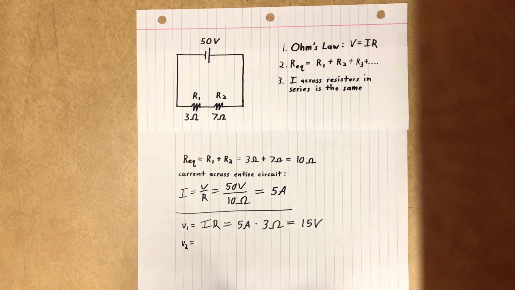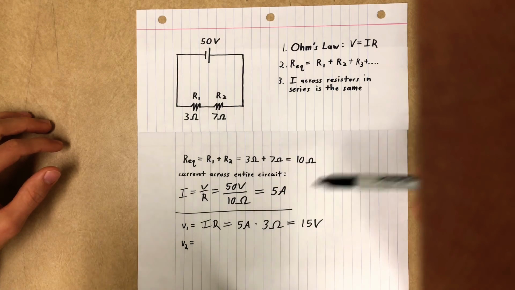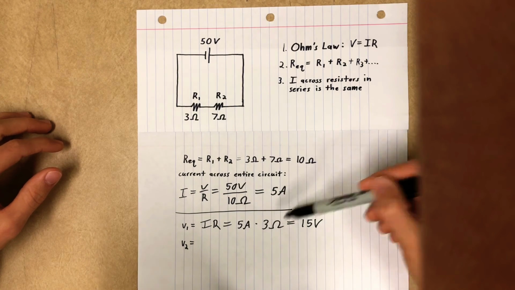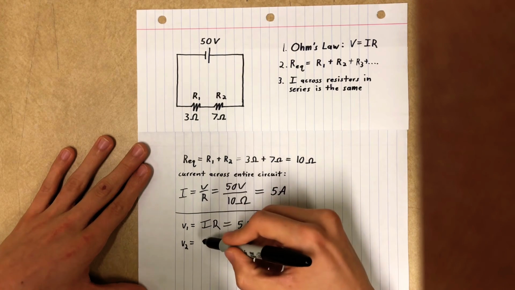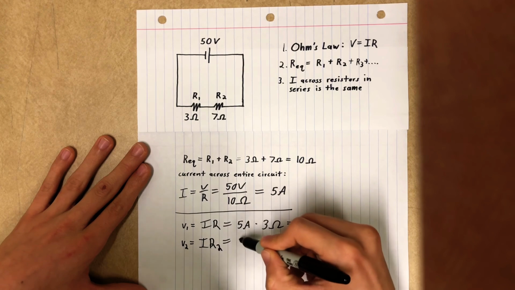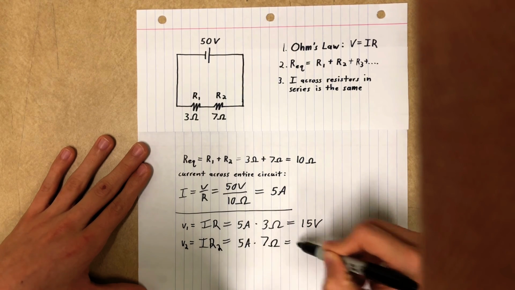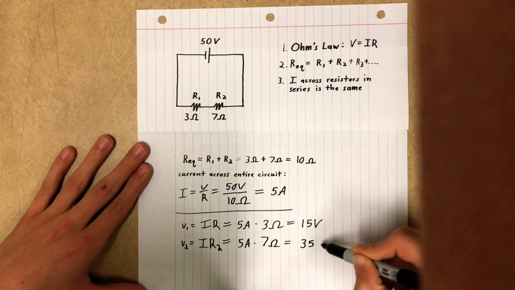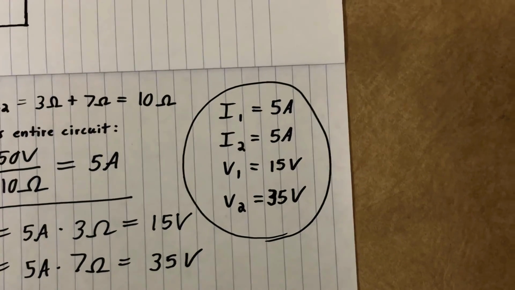But now we need to find the voltage across each of them. So how we're going to do that is by using Ohm's law again. So we have V equals IR, and that's going to equal 5 amps times 3 ohms. That equals 15 volts. And for the second one, we're just going to use the same I, but now we use R2. So that will equal 5 amps times 7 ohms, which is going to be equal to 35 volts. Now this will be our current and voltage across each of the resistors.